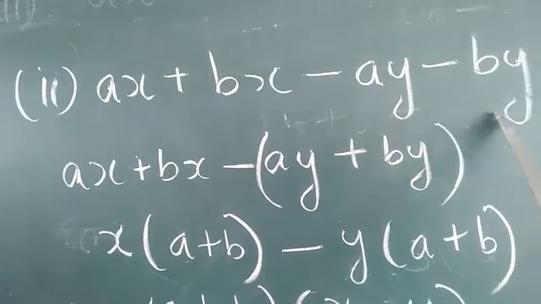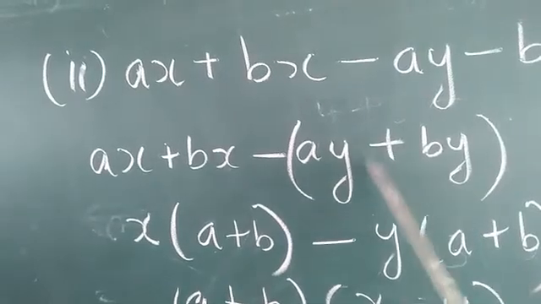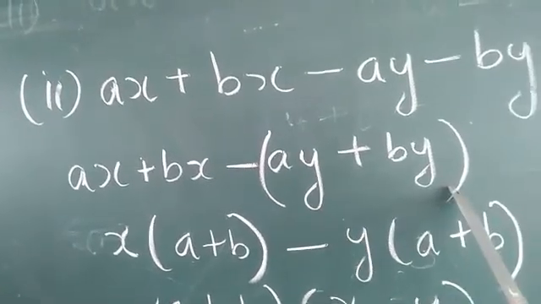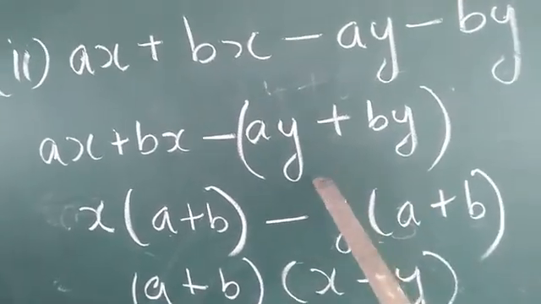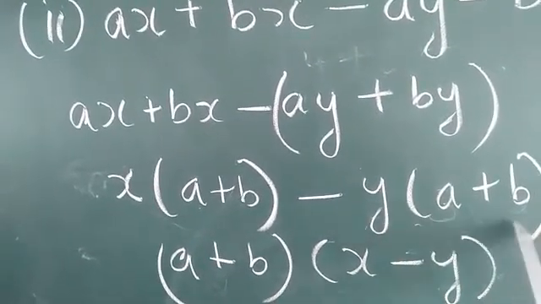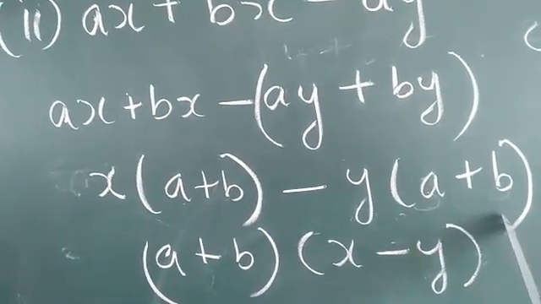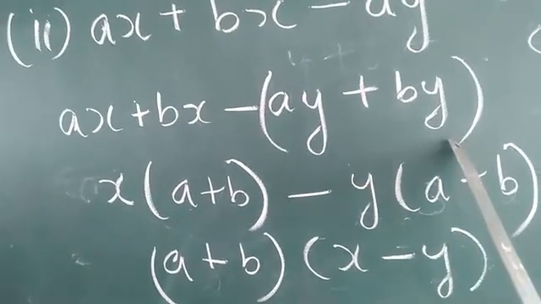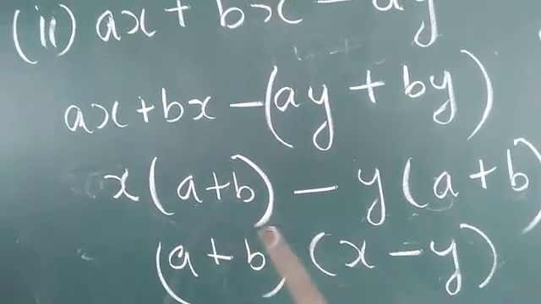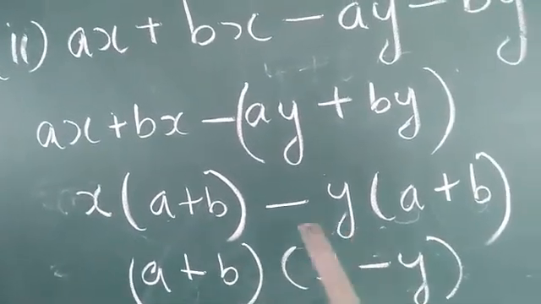Minus ay minus by we can write minus of ay plus by. Minus we take outside and we will get this term as ay plus by. Here y is common factor that we put outside the bracket. Minus y outside the bracket, we will write x into a plus b minus y into a plus b. Now here a plus b is common, a plus b into x minus y.